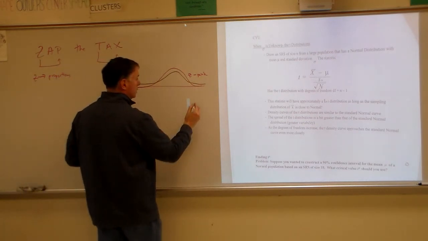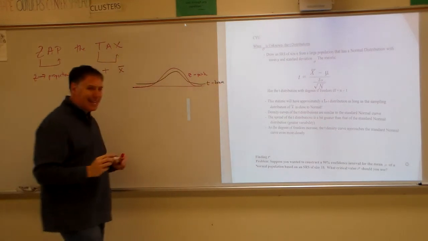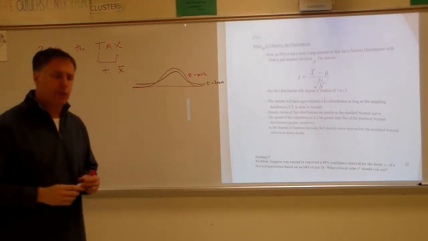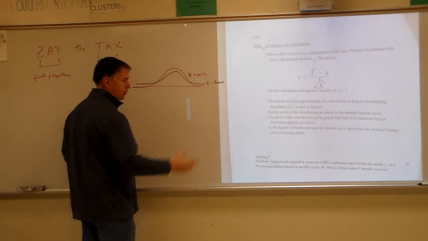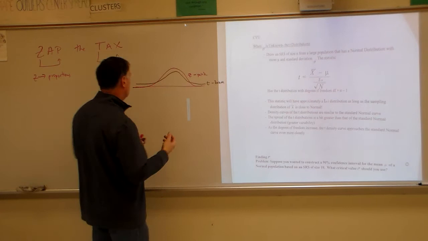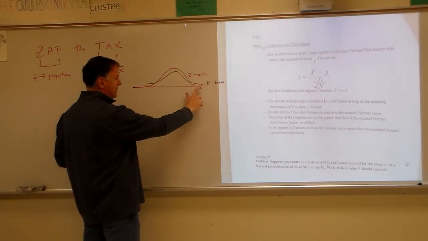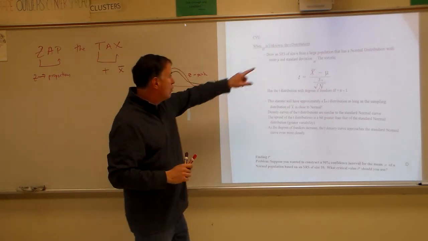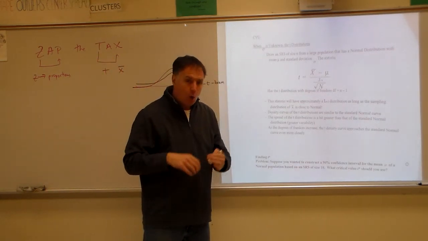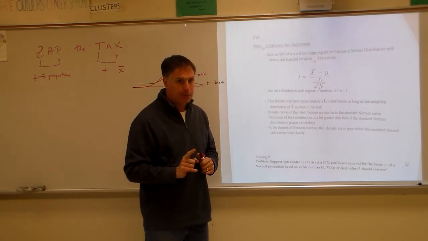So the brown, that's your T distribution, okay? And if you notice, they're both normal-ish, okay? The pink one is normal. The brown one follows a normal pattern, but there's more room in the tails. The reason there's more room in the tails is we don't know the standard deviation. We have to leave a little bit of extra room for variability, okay?